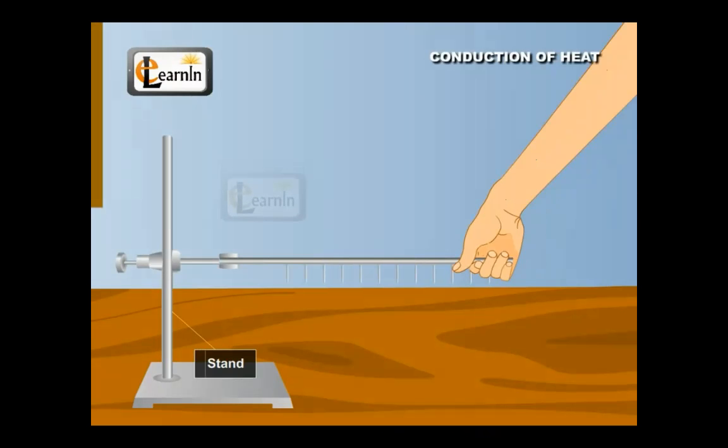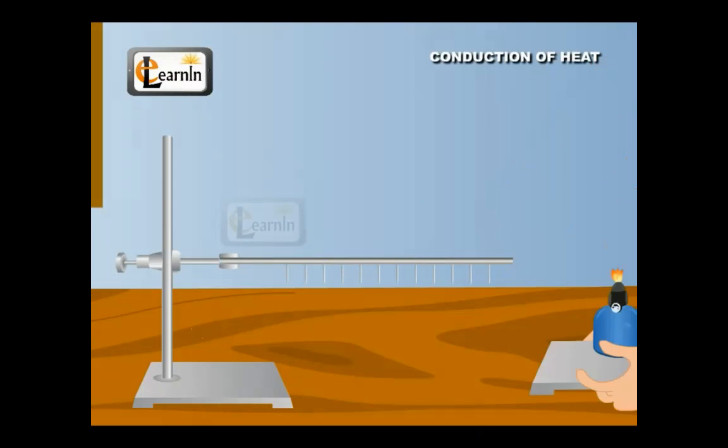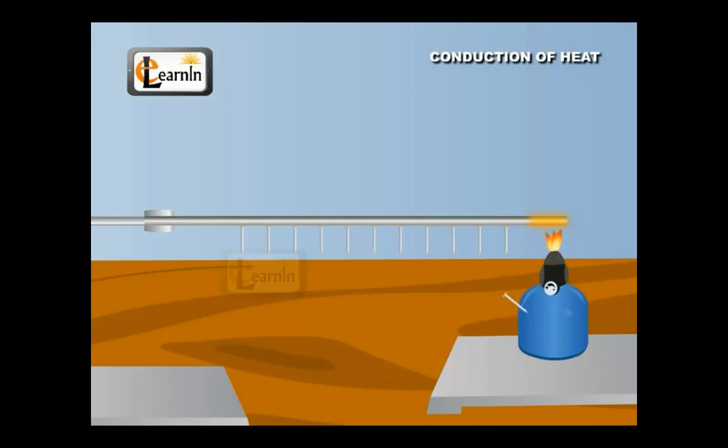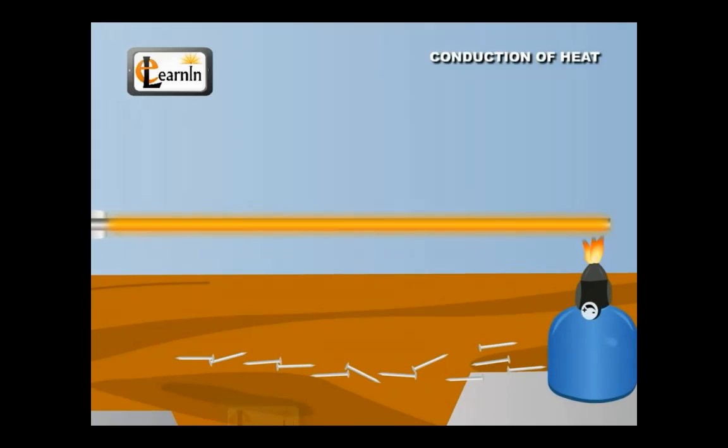Fix the rod to a stand. Now, heat the other end of the rod with a spirit lamp. Observe the order in which the nails drop down. The nail near the spirit lamp falls down first, followed by its nearest neighbor, and so on. The one near the stand falls down last. The heat supplied by the spirit lamp flows to the other end of the rod by conduction.